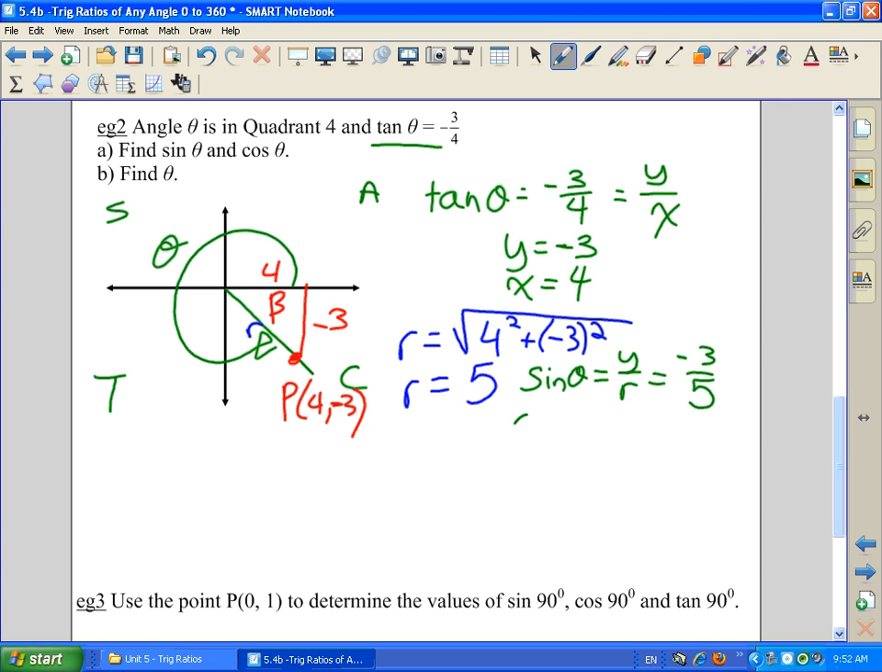The next one is the cos of theta, and the cos of theta, ladies and gentlemen, is x over r, and that's going to equal 4 over 5. Good. So that's A part.